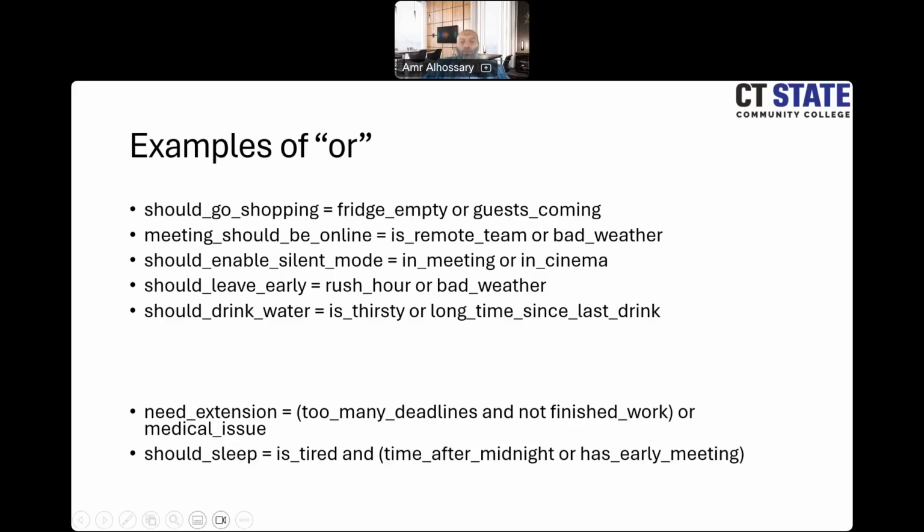I should sleep if I'm tired and the time is after midnight, or I have an early meeting. So if I'm not tired, okay, I can stay awake. If it's still early but I have an early meeting, I still need to go. This right side will be true, so I have to sleep even if I'm not tired.